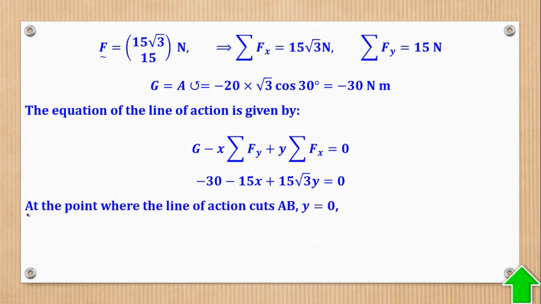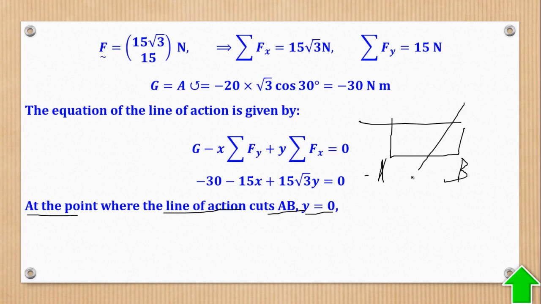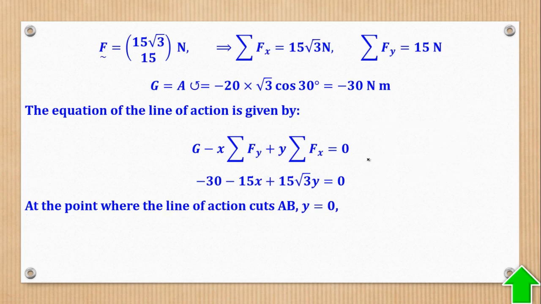Therefore, we come and conclude that at the point where the line of action cuts AB, y is equal to 0. It's like we are getting, remember, this is A, B. So when it cuts, it means this value of y is 0, and we want to get the x-intercept. So when y is equal to 0, substitute y equal to 0, all of this cancels, and therefore x will be negative 2 meters.